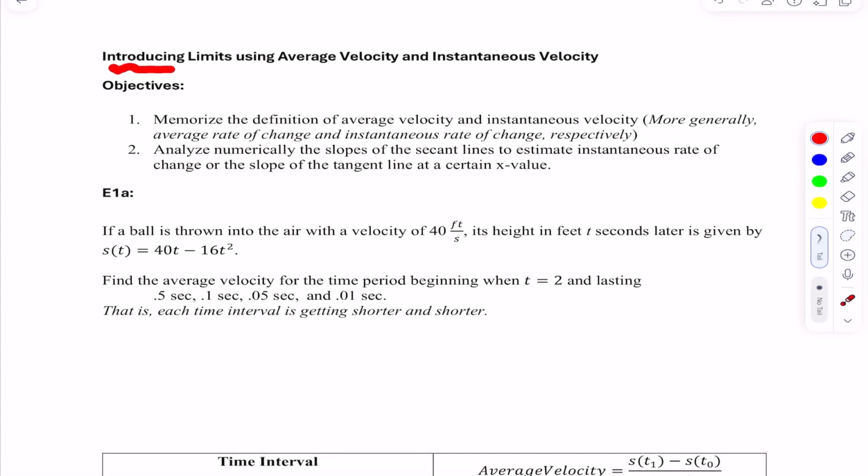Let's begin to introduce limits using an average velocity and instantaneous velocity. We'll go ahead and memorize the definition of average velocity and gain intuition of instantaneous velocity. We'll do this by analyzing numerically the slopes of the secant lines to estimate instantaneous rate of change, or estimate the slope of the tangent line at a certain x value.